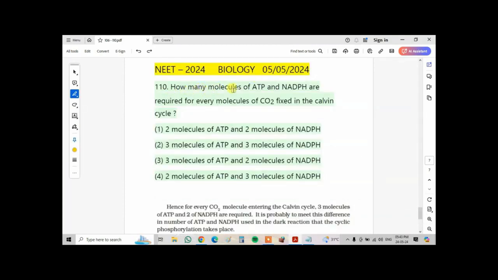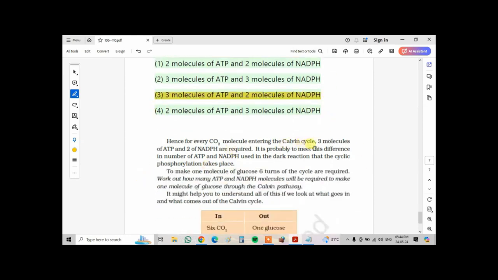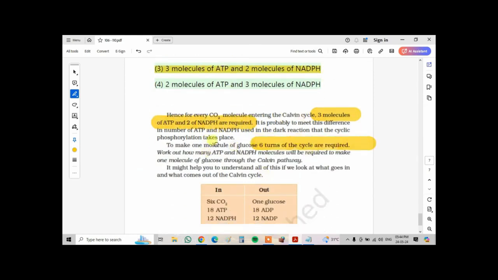Biology NEET 2024. How many molecules of ATP and NADPH are required for every molecule of CO2 fixed in the Calvin cycle? Option 1, 2 molecules of ATP, 2 molecules of NADPH. Option 2, 3 molecules of ATP, 3 molecules of NADPH. Option 3, 3 molecules of ATP and 2 molecules of NADPH. Option 4, 2 ATP and 3 molecules of NADPH. It will be 3 molecules of ATP and 2 molecules of NADPH, option 3. You can see the NCERT line here, and this is the topic Calvin cycle from the chapter known as photosynthesis in higher plants.